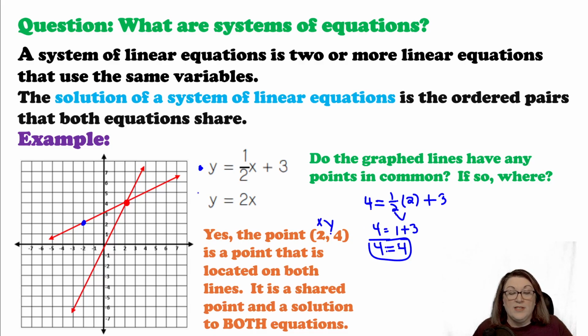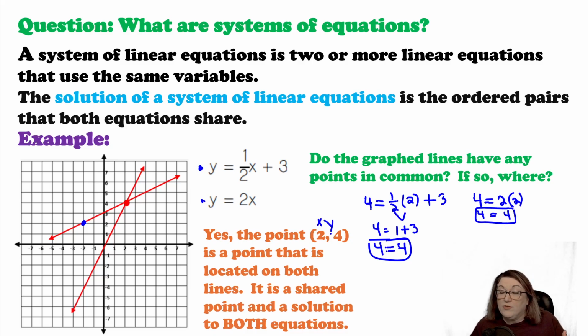Okay, let's try it with the second equation. The second equation is y equals 2x. So instead of y, we're going to use 4 again. And instead of 2 times x, we're going to do 2 times 2 because 2 is our x. And of course, 2 times 2 is 4. And we end up with another true statement. So this is one way you can check if you're ever wondering if you've gotten the right answer or not. You can plug those numbers back into both equations to see if you're correct.